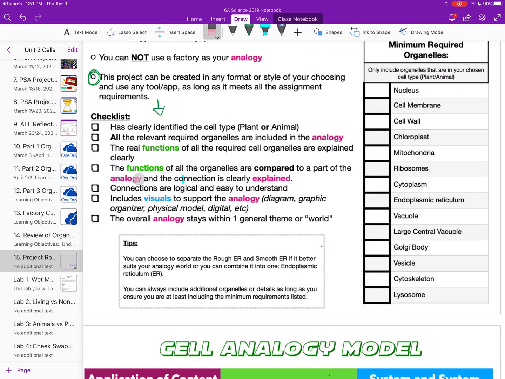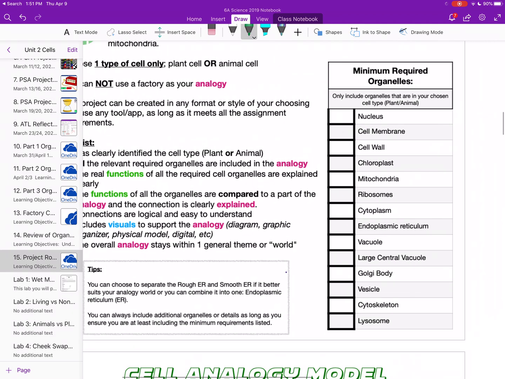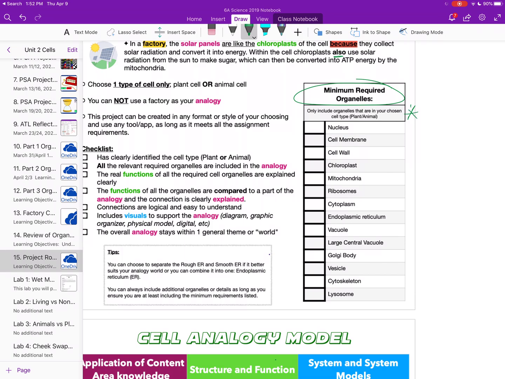So these are all the basic assignment expectations. And to the right, I have the minimum organelles that you have to have. Note that that's going to change depending on what type of cell you do include. So there are some organelles in here that don't belong in animal cells. There are some organelles that don't belong in a plant cell. So you have to make that connection.